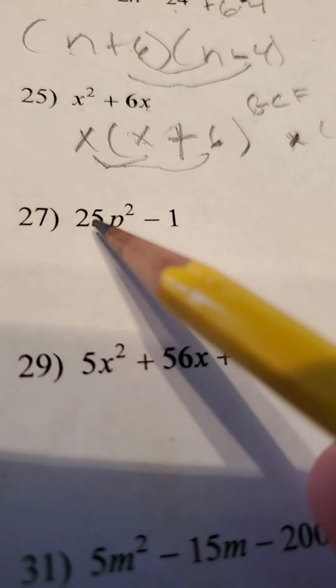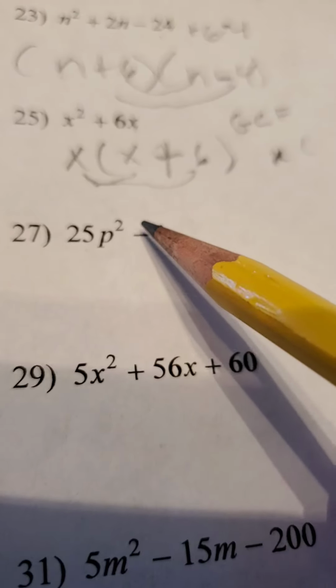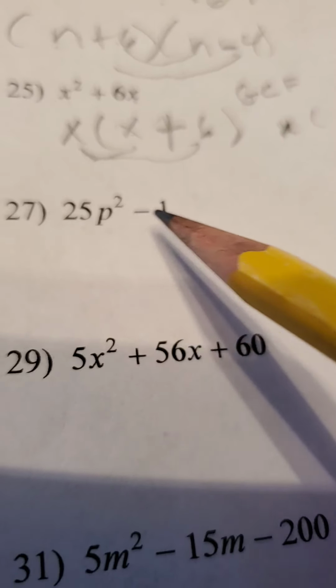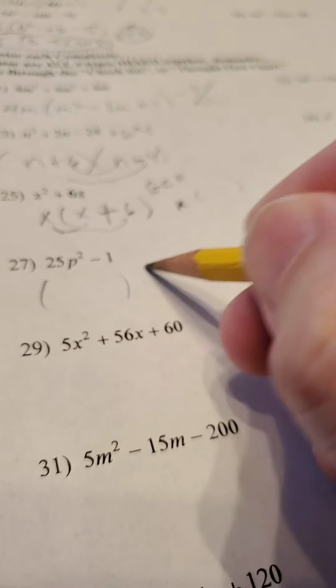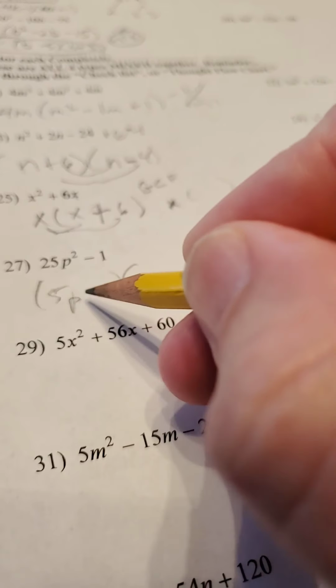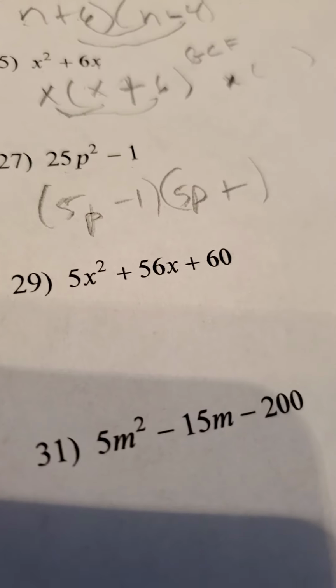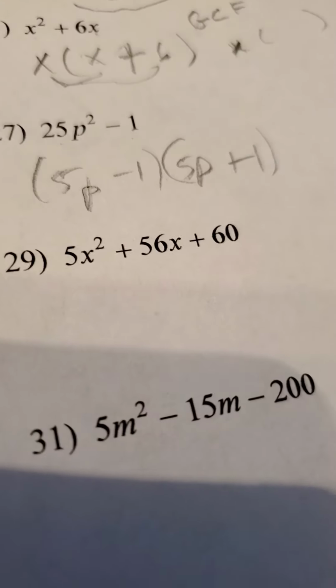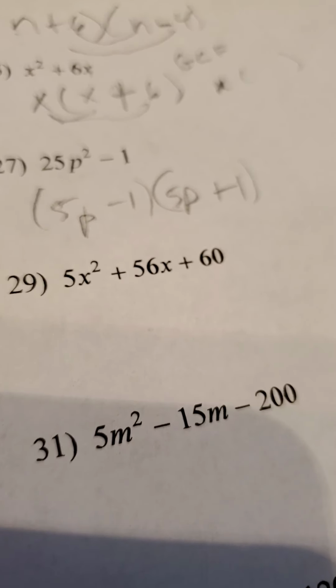Okay, this one, they don't share anything, so it's not a GCF. It's a binomial. The only chance I have is if they are perfect squares, and in this case they are. So I break that into 5p and 5p. I break that into -1 and +1. I look at both of those, and neither one of those factor again, so I know I'm done.